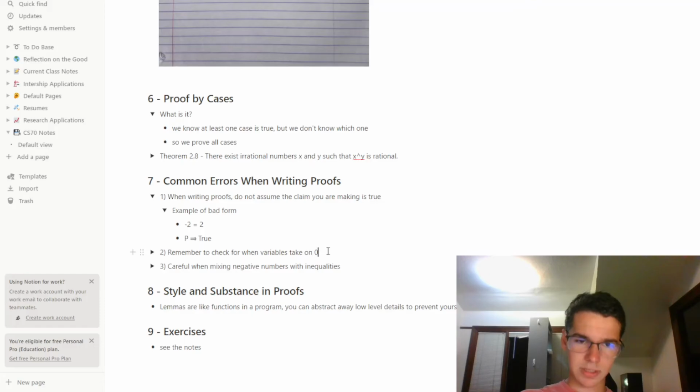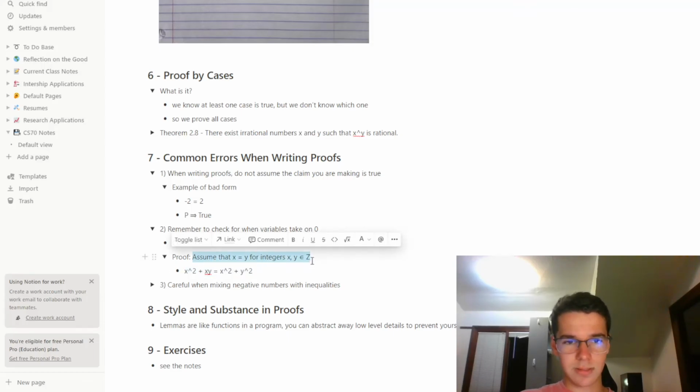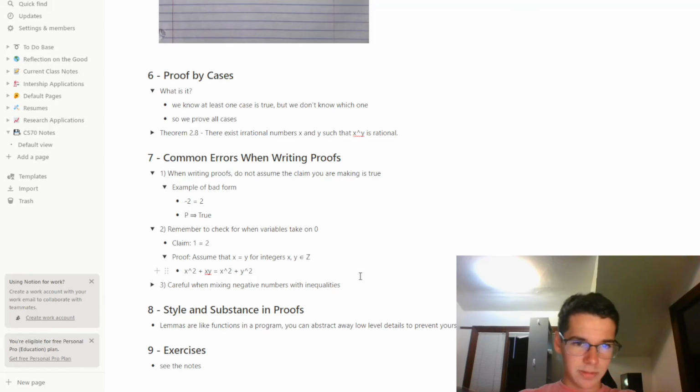But this is obvious even when you're dealing with algebra. Remember to check for zeros, especially divide by zeros. We'll take a look at this right here. We're going to say that 1 is equal to 2, right? And the proof that they use is this algebraic expression right here, x squared. And I'll say this will be the last one that I do.